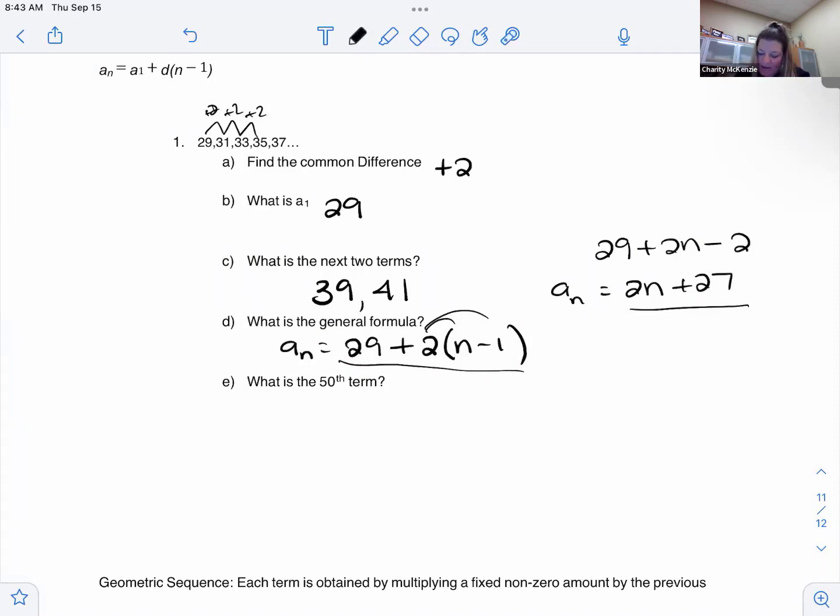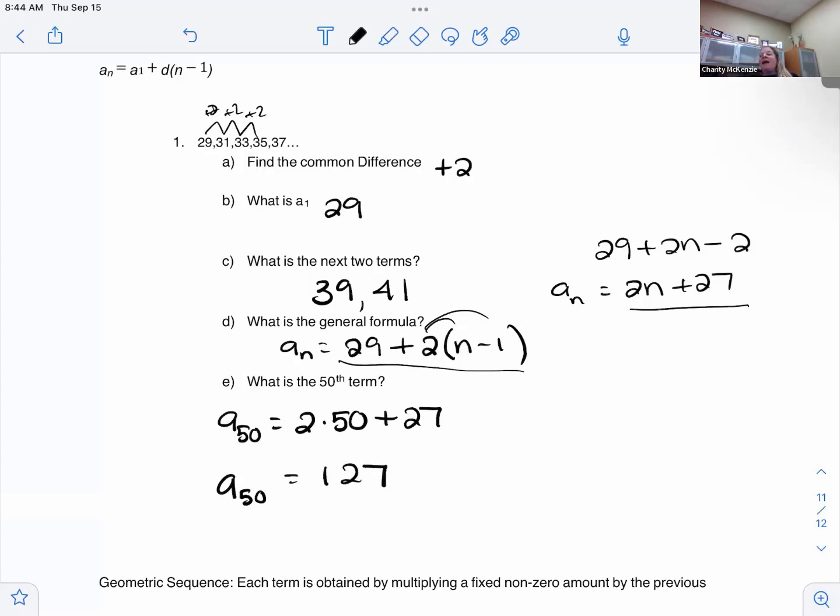All right, last one. What's the 50th term? So this is how you're going to use this formula. N stands for the term number. So if I want the 50th term, I literally put in 50. So it's going to go 2 times 50 plus 27. You could have put the 50 in the other formula too, and it would have worked just fine. And this is now a sub 50 equals this. So 2 times 50 is 100, and 100 plus 27 is 127.